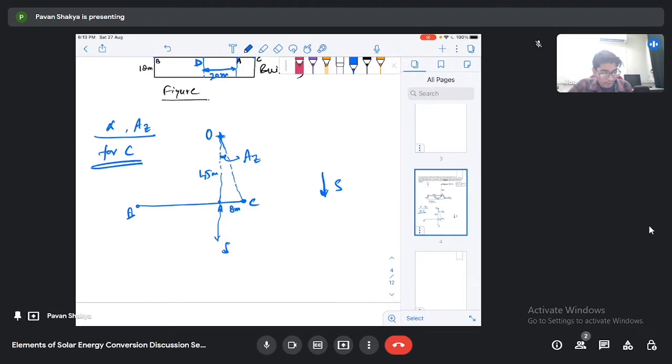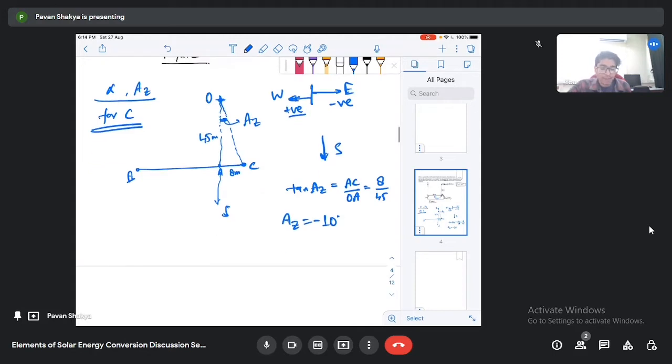We can use the tan rule, that is tan AZ equals AC divided by OA. It will be 8 divided by 45. When you solve, you will find that AZ comes out to be 10 degrees. In the last class I told you that we take the azimuth angle in the east direction as negative, whereas in the west direction we take it as positive. So the point C is towards the east direction, so we will take this azimuth angle as minus 10.